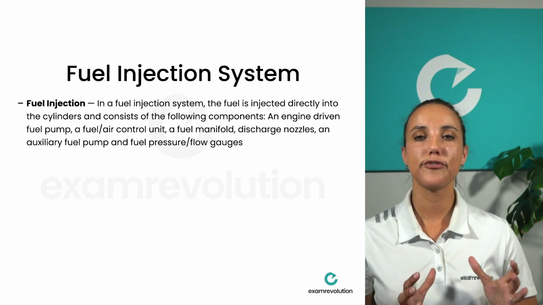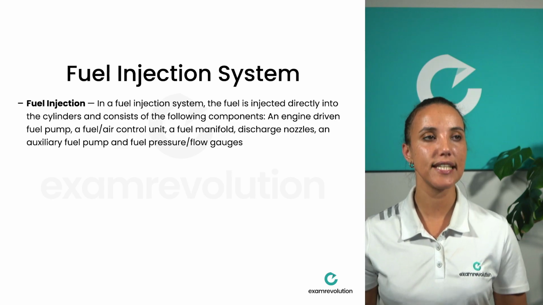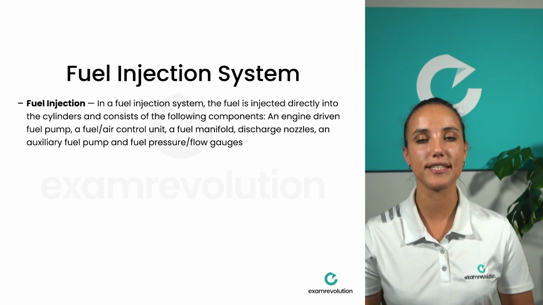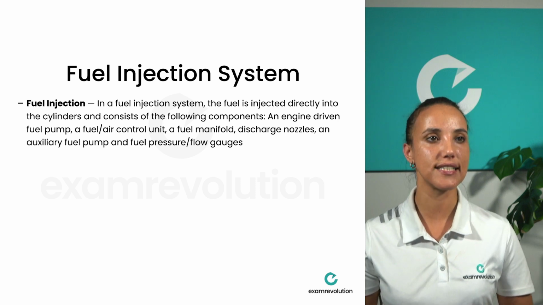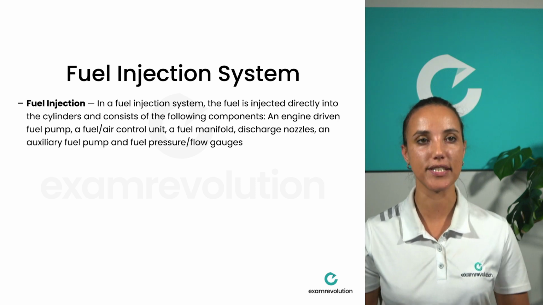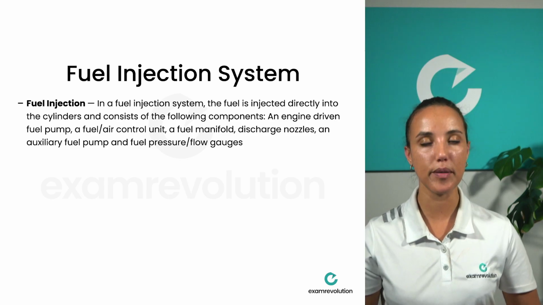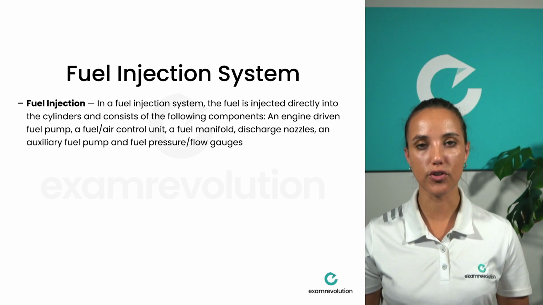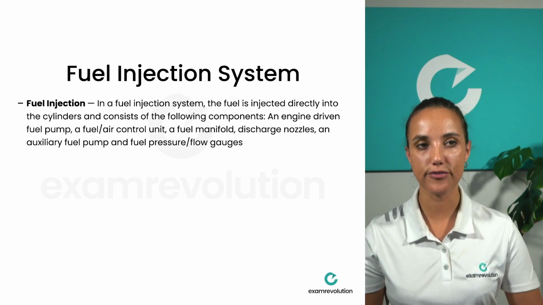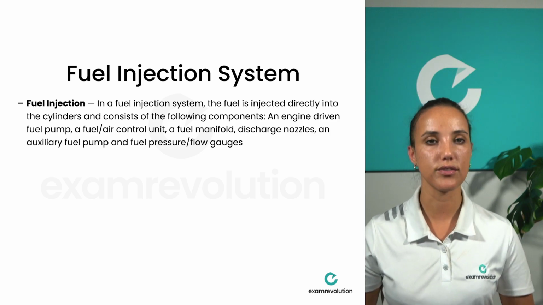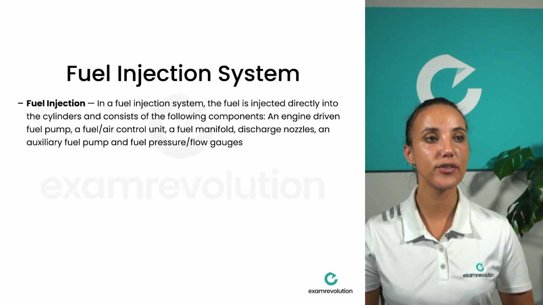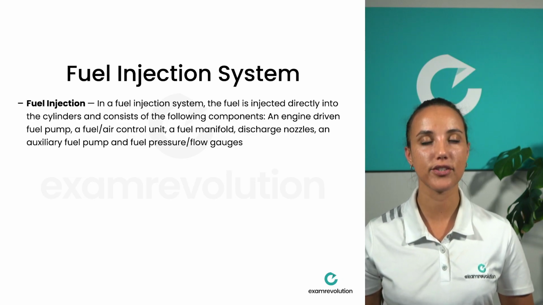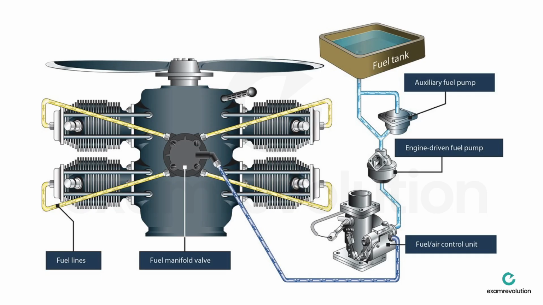Now let's have a look at fuel injected systems. In a fuel injected system, the fuel is injected directly into the cylinders and consists of the following components: an engine driven fuel pump, a fuel air control unit, a fuel manifold, a discharge nozzle or discharge nozzles, an auxiliary fuel pump, and fuel pressure and fuel flow gauges.